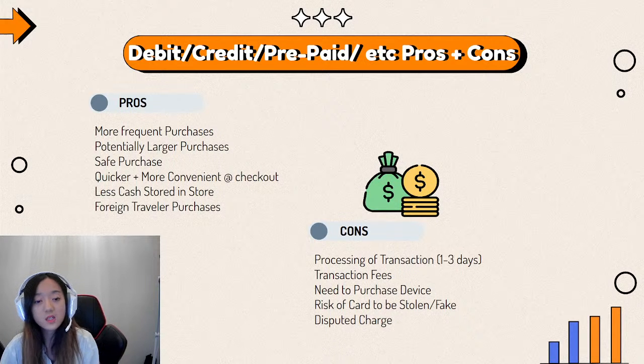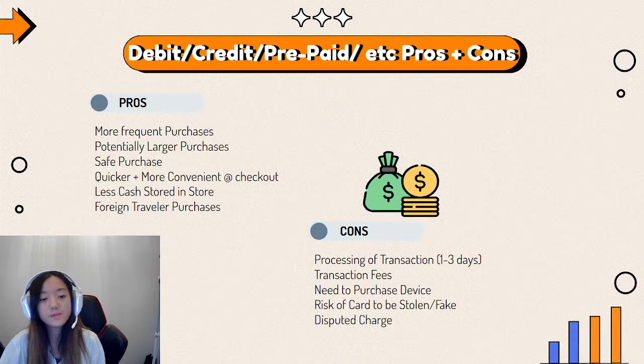Lastly, for cons, we have disputed charges. A disputed charge is when you or your financial institution or company is challenging a transaction, which may result in the transaction being reversed. One article by Capital One shared a number of factors on this topic, and it is very important for you to make note of this.